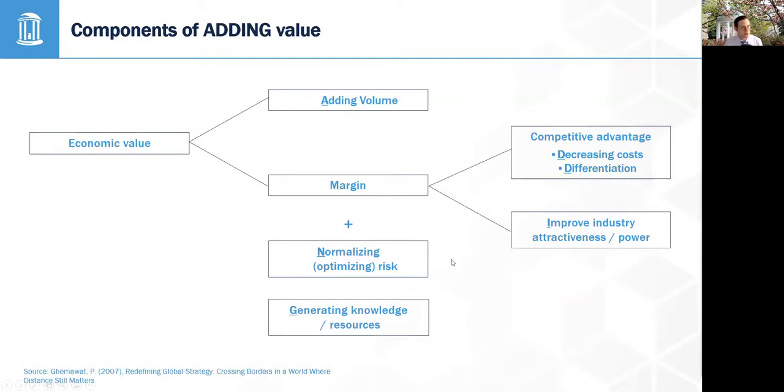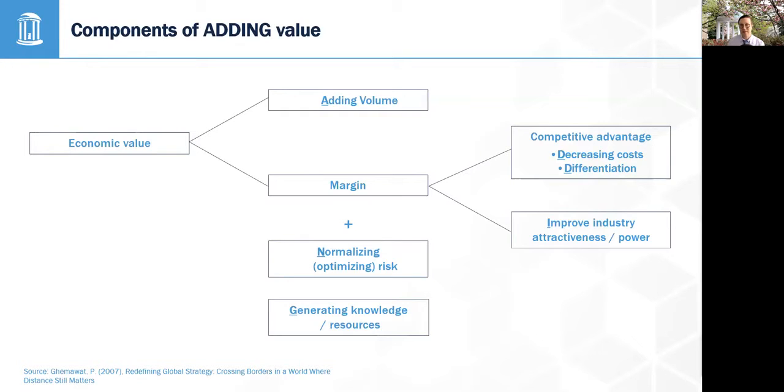The last two here are about normalizing or optimizing risk and generating knowledge or other resources. The key issue to remember with normalizing risk is that it's not always about increasing risk, or it's not always about decreasing risk. To use the supply chain as an example, splitting up your value chain into multiple countries might increase risks of disruption, but it could still be worth it if you're lowering costs even more. So that would be an example of increasing risk, but still creating more value.